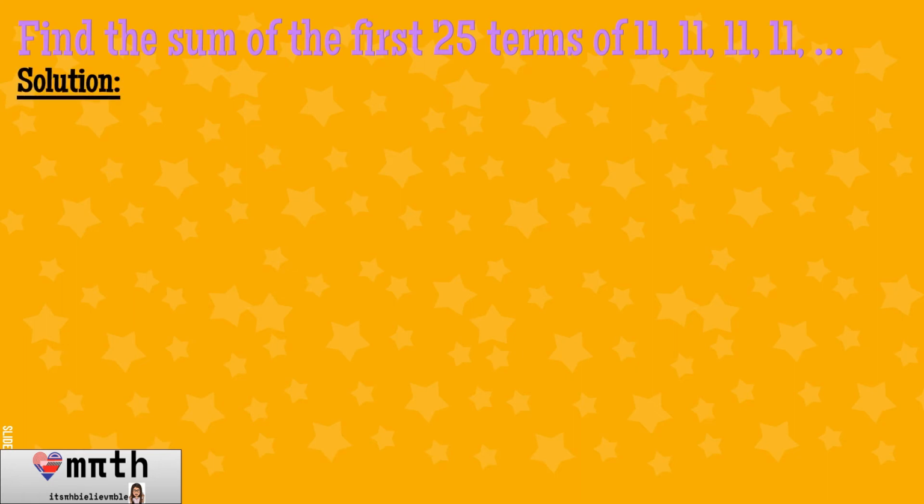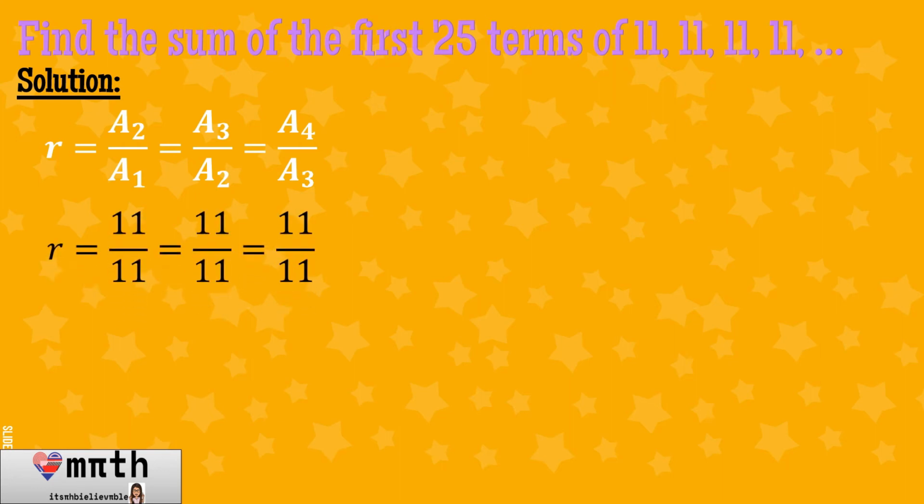And now, let us have more examples. For example number 3, find the sum of the first 25 terms of 11, 11, 11, 11. Again, let us find first the ratio since we want to know the condition, and at the same time, for us to know what formula we are going to use. From there, our ratio would be second term divided by the first term, third term by the second term, fourth term by the third term, which is 11 divided by 11, 11 divided by 11, 11 divided by 11, which is equal to 1.